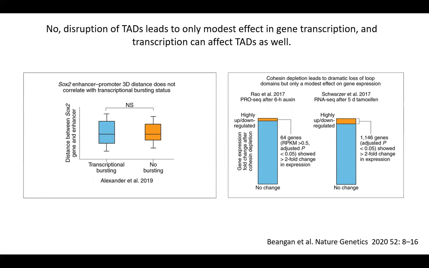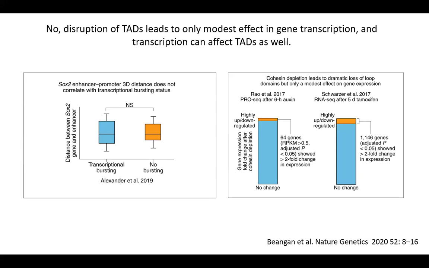But then the alternative theories were supported by other evidence, like a study done in 2019, where they looked at actual physical chromosomal distance under a microscope and tried to see if the transcriptional bursting status correlates with the 3D distance between the enhancer and the promoter. And what they found was that the transcriptional burst, when the gene actually gets transcribed, didn't show very much correlation with whether the enhancer was physically close to the promoter or not. So that seemed to suggest that physical proximity in 3D space is not as important.